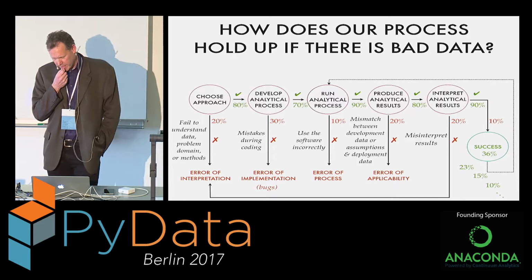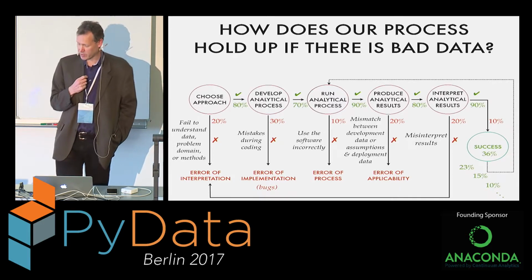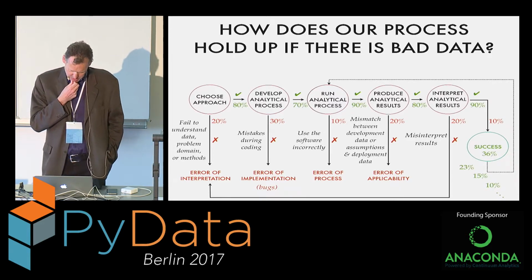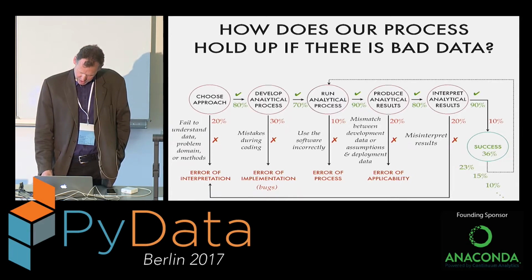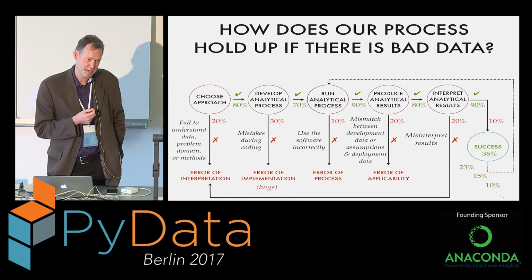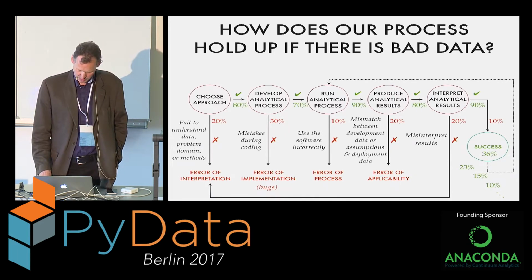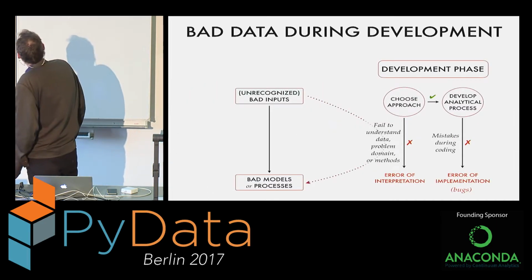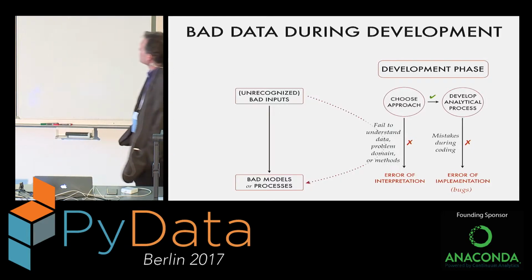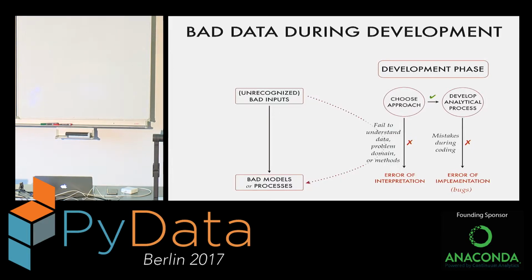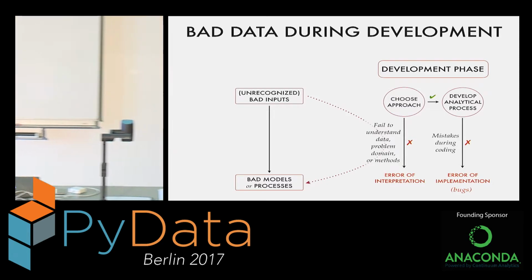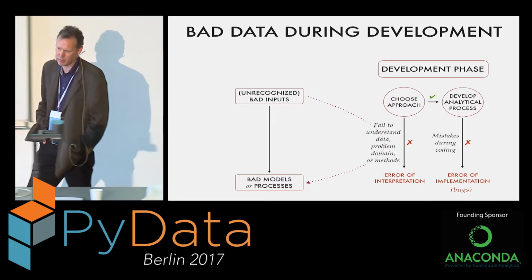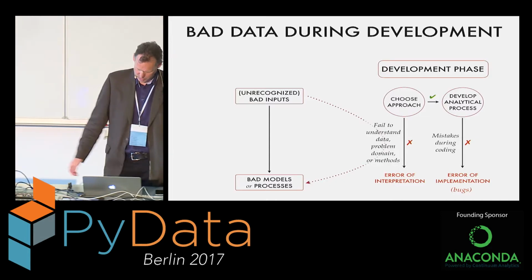So if we go back to our analytical process that I think every one of you agreed is exactly what analytical processes look like, one of the things we didn't really talk about was what happens when you feed bad data into this, either during the development or the operational phase. So if you feed bad data in during the development process and you don't recognize it, the chances are you're going to produce a bad process because you produce the right answers but from the wrong data, or answers you were happy with but from the wrong data. So that's not good at all.